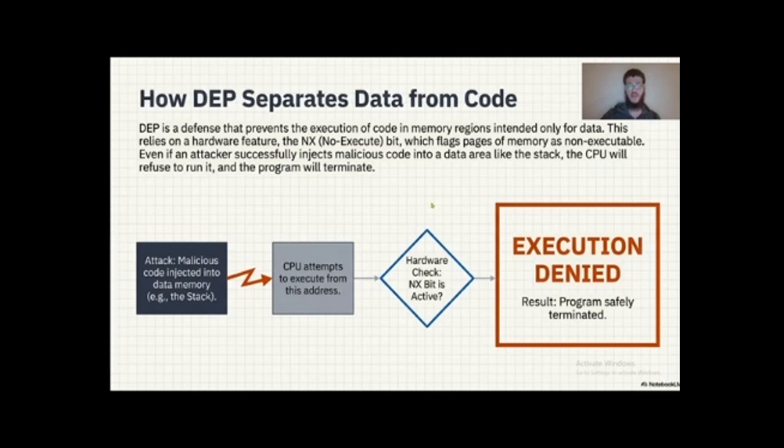DEP is a defense that prevents the execution of code in memory regions intended only for data storage. It relies on a hardware feature called the NX bit, the no execute bit, which marks pages of memory as non-executable.